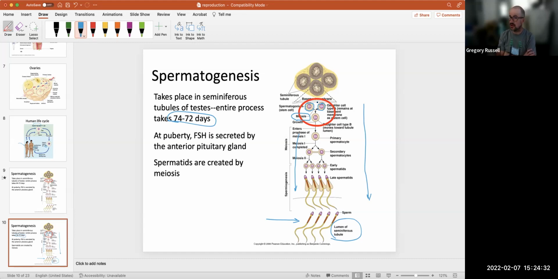So men make, on average, about 200 million sperm every single day. I want you to wrap your mind around that number for a minute. 200 million sperm every single day. That's utterly remarkable. Okay.